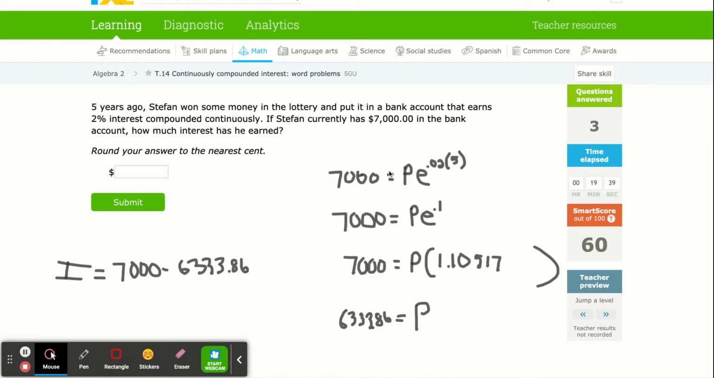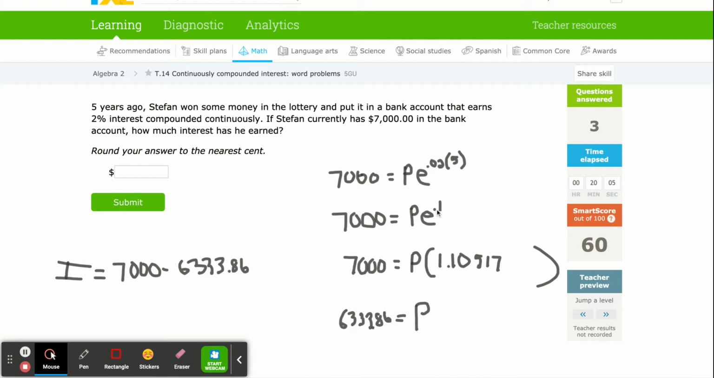So in this one, we need to find the amount of interest he earned in a certain amount of time. So you ought to read the problem carefully. He ended up with $7,000. We don't know what he started with. It just says he won some money. He kept it in a savings account for 5 years, 5 years ago, and he made 2% interest. That's 0.02. So I took E raised to the 0.02 times 5.